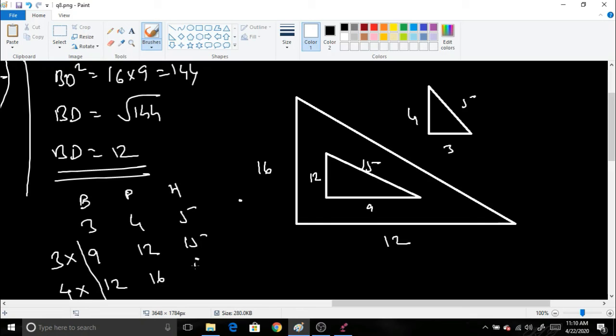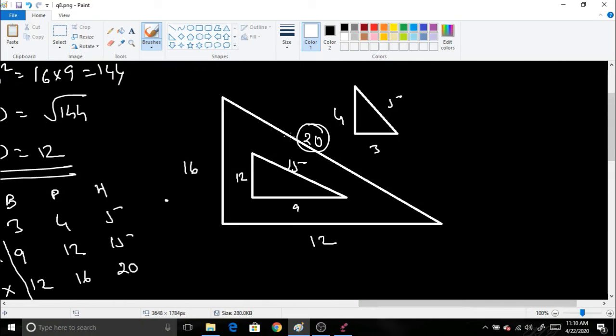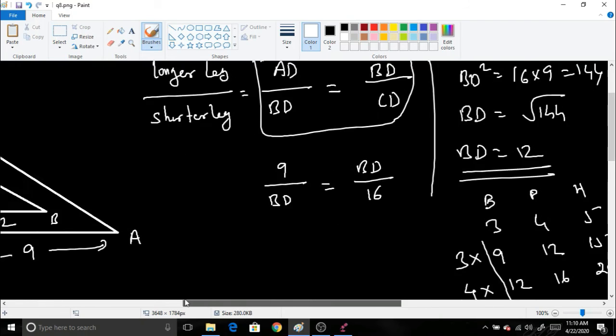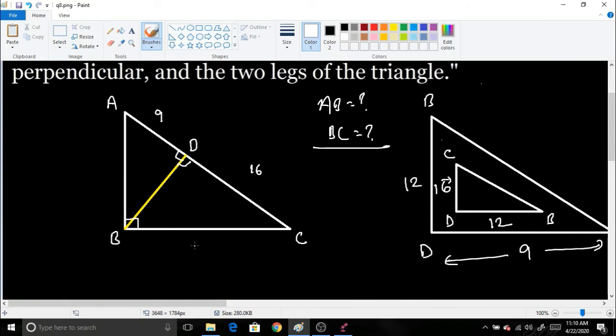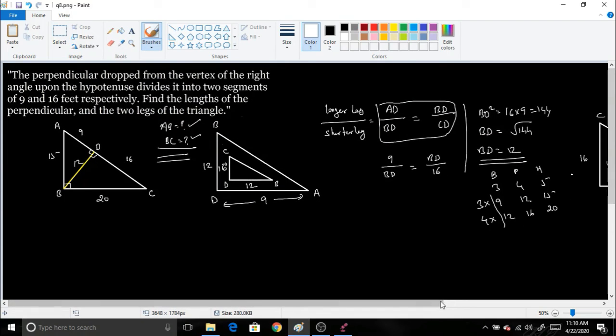It means that the bigger triangle will have a hypotenuse of 20, and this side length is actually BC. So BC is 20, and this side length, AB, will be 15. So we have got our lengths of AB as well as BC. I hope the solution is clear to you. You just have to use the property of similar triangles, and that's all. Apart from that, you will have to use the Pythagoras theorem as well.